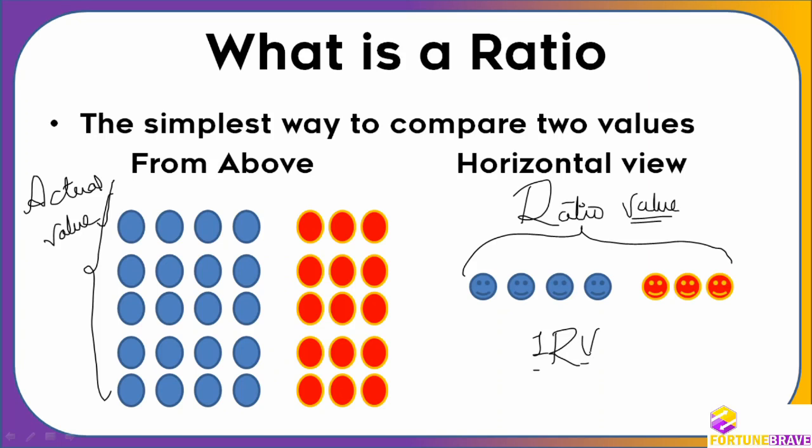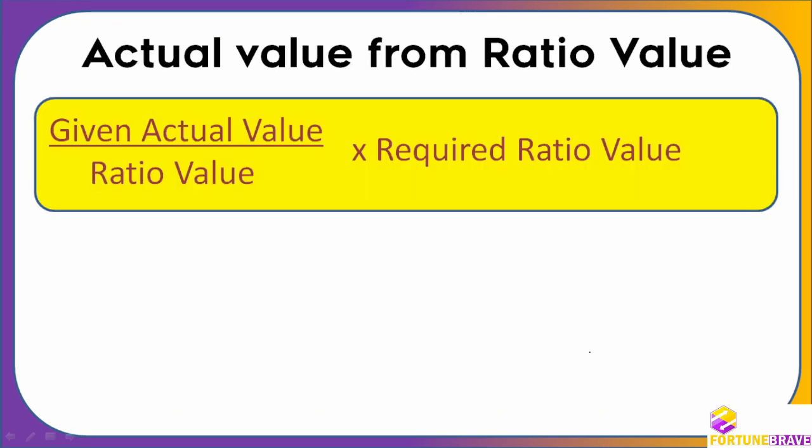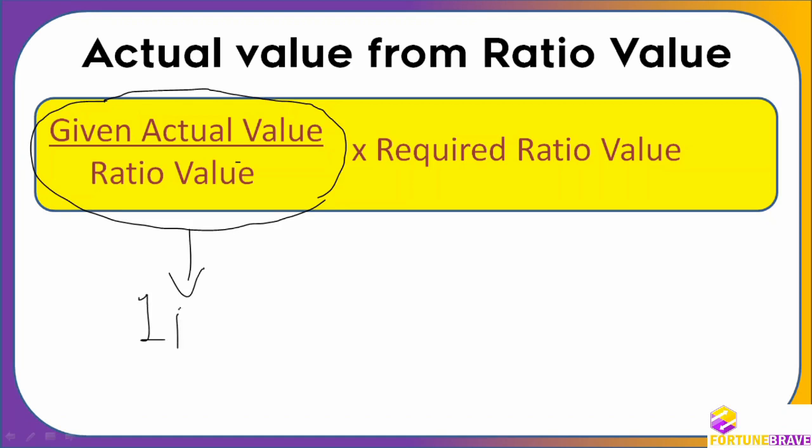We also understood how to find out the actual value from the ratio value. This is the most important formula, or the relationship, that we are going to remember throughout our learning in quantitative aptitude. That is, actual value divided by ratio value will give me 1 RV, that is 1 ratio value.